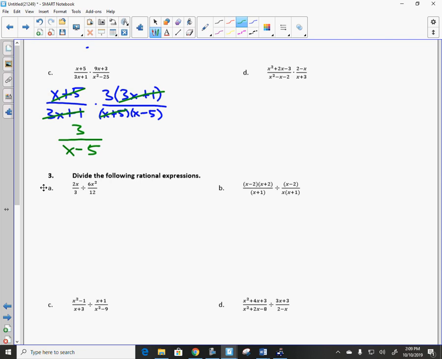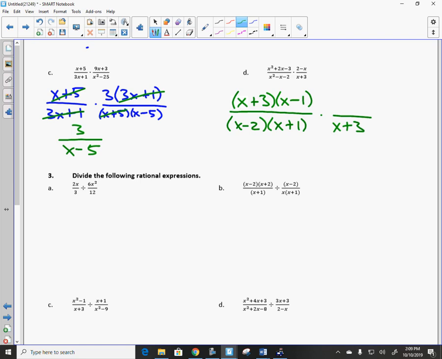The next one, x squared plus 2x minus 3. What does that factor to? X plus 3, x minus 1, x squared minus x minus 2. Factors to x minus 2 and x plus 1. Now, I'm going to write the x plus 3 in the denominator, but I'm not going to write the 2 minus x in the numerator.